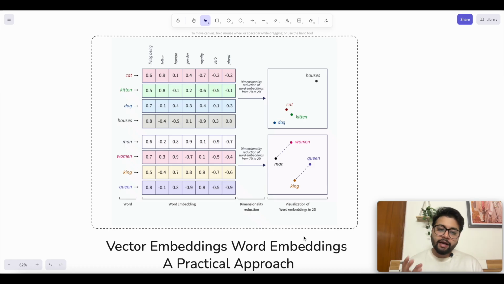I also hope that you now should be able to take a word embedding from any provider, and you can use them for semantic analysis or the other different tasks which we talked about.